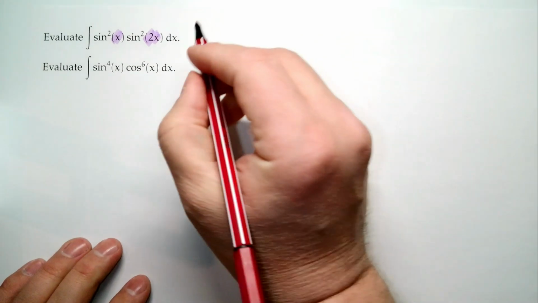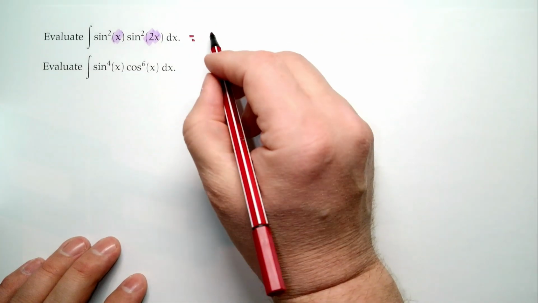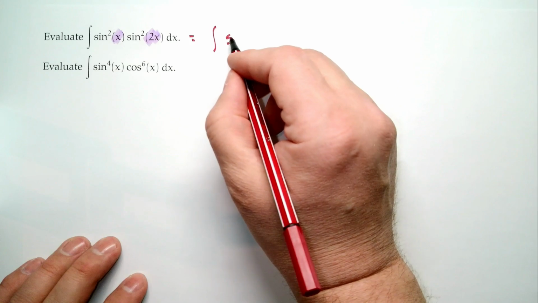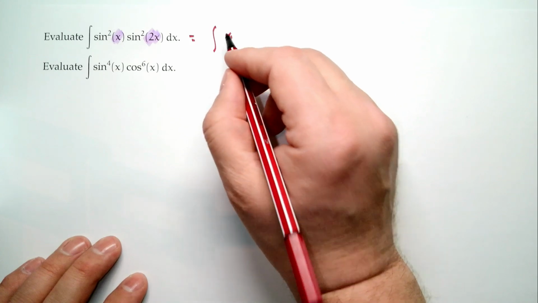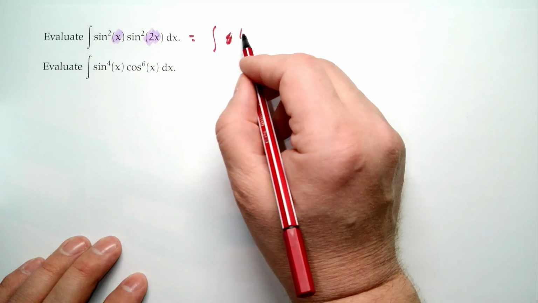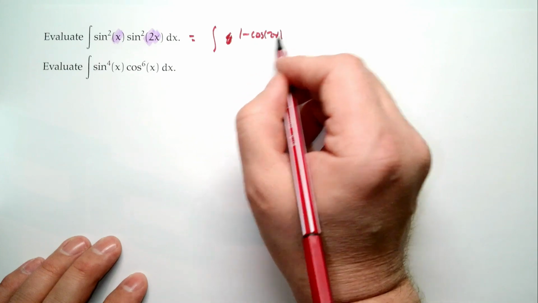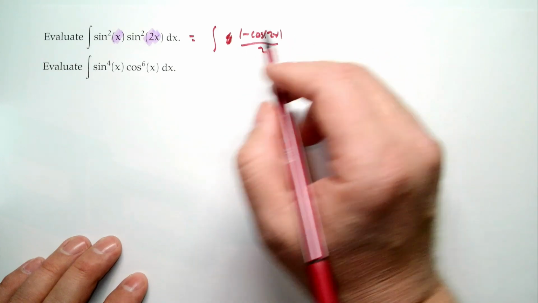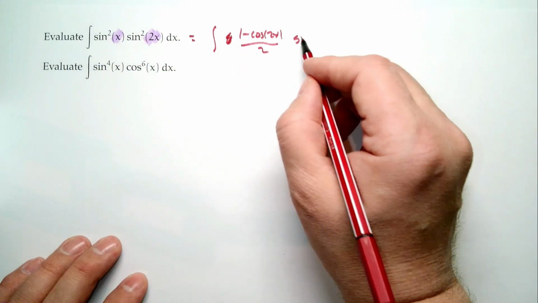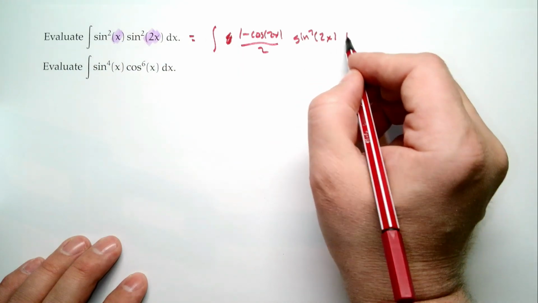Worst case scenario, try something, and if it doesn't work, well, you've got 75 minutes. That's enough time to try something else. Sine squared, 1 minus cosine 2x over 2. So that's the sine squared. And now it's sine squared of 2x dx.